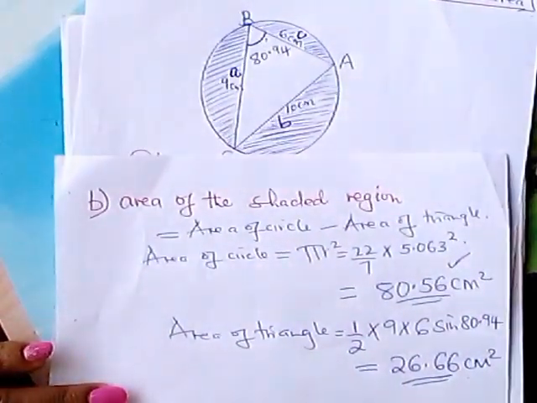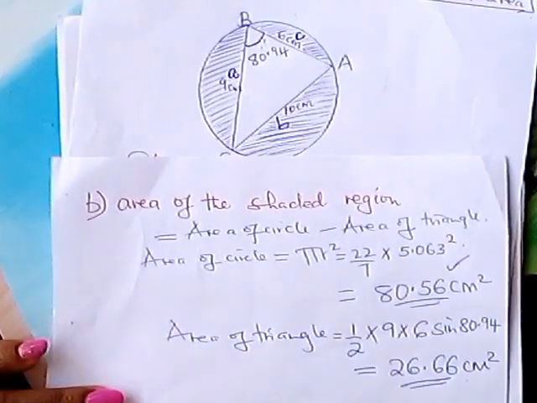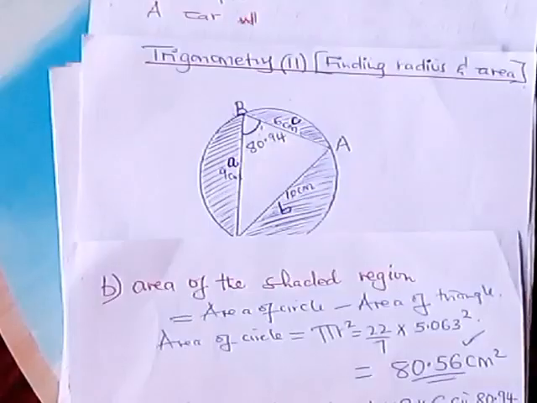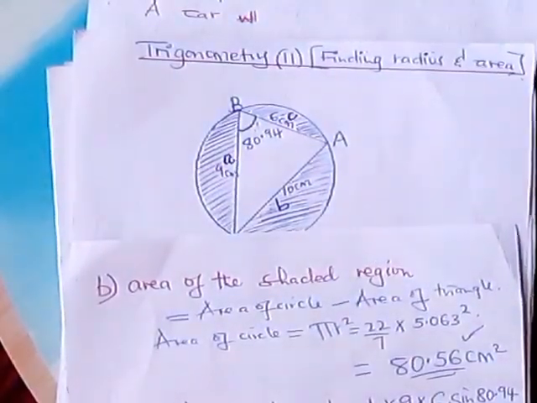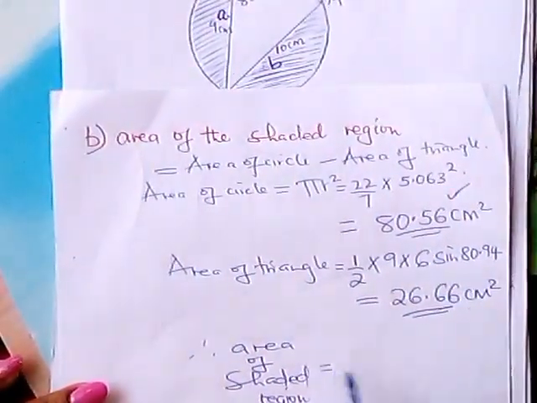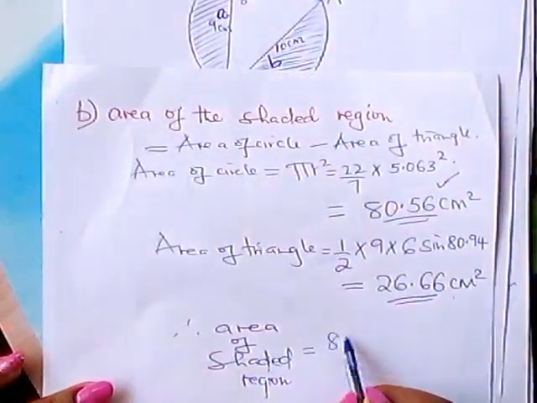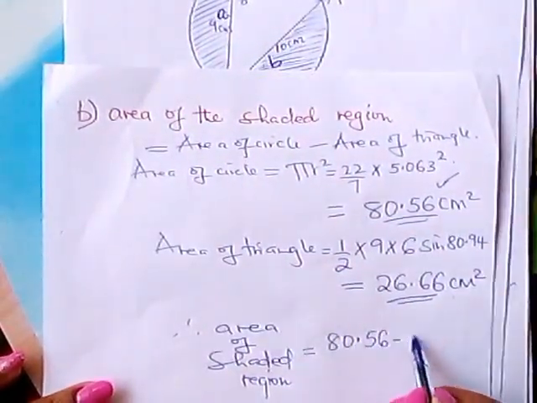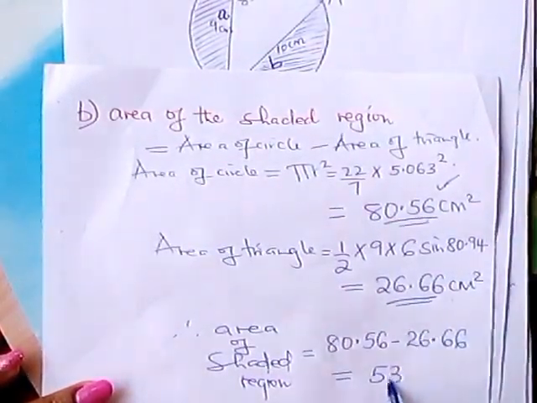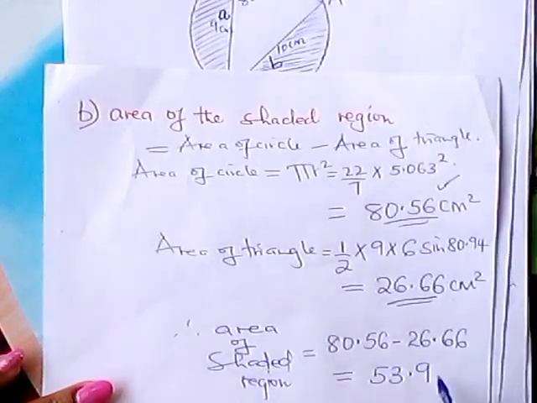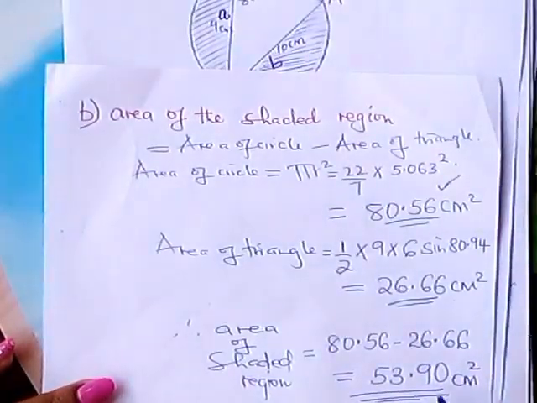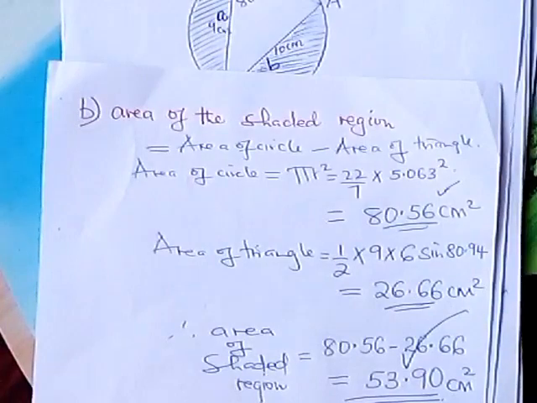And therefore from there, what is the area of the shaded region, learner? So area of the shaded region, here we are completing. Area of the shaded region is given by area of the circle minus area of the triangle, which gives you about 53.90 centimeters squared to the nearest 2 decimal places.